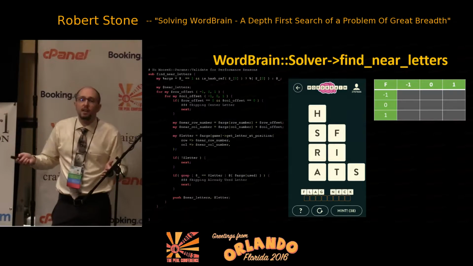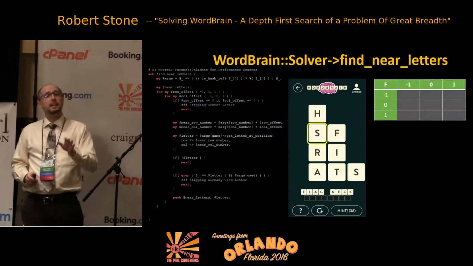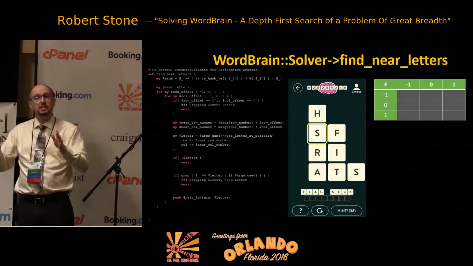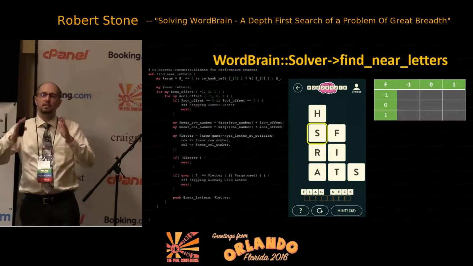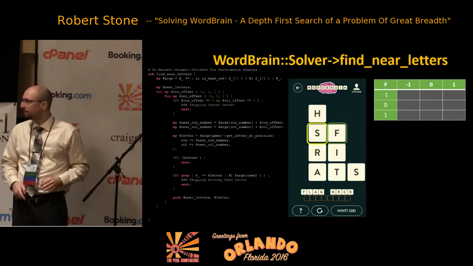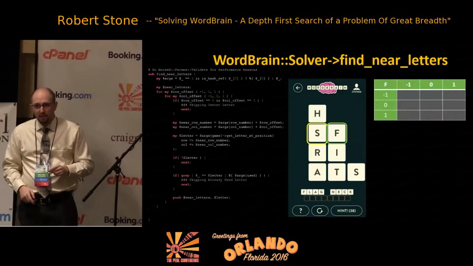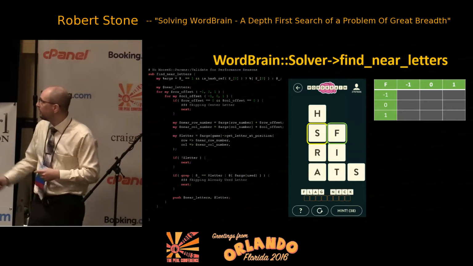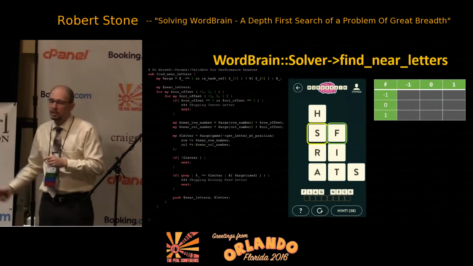So let's look at this graphically. In this example, I'm going to say S is my root word. That means it's part of the word that I've already decided I'm starting to build. So the S is already part of it, and we're looking at F. We want to find all near letters to this F. We're going to populate this little chart as we go.